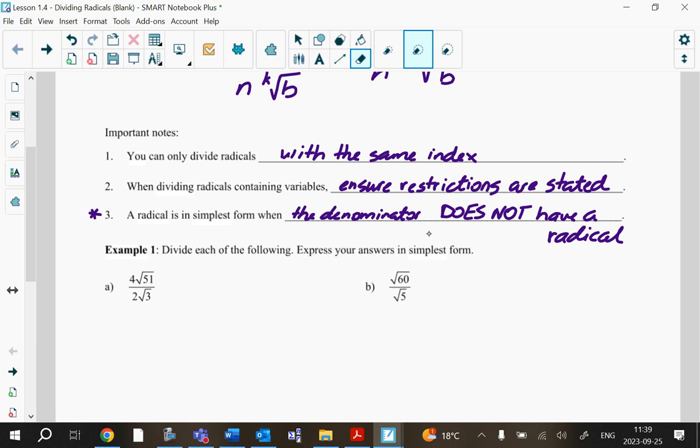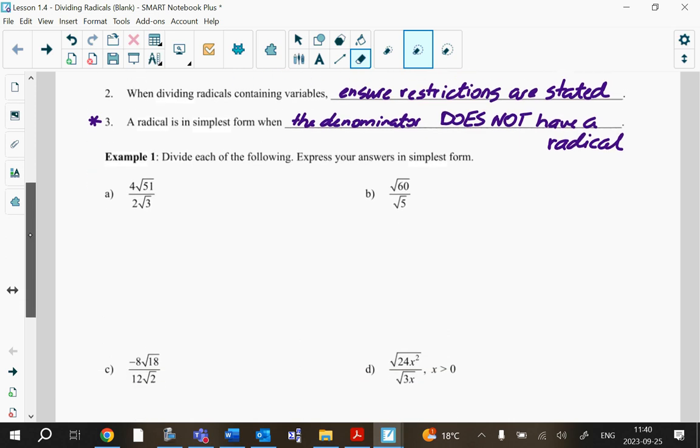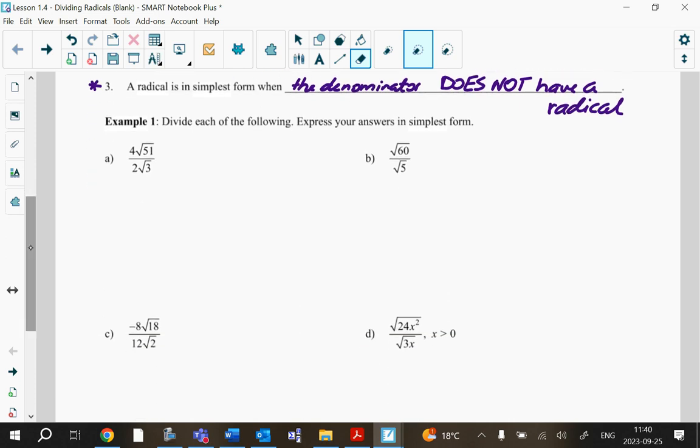Now some, like that root 40 divided by root 8, the answer, well, it wasn't a fraction, so you didn't have to worry about it. But sometimes when you do division, actually many times, there could be a fraction in your answer. Okay? But let's just look at a couple of examples to start. What do you think 4 root 51 divided by 2 root 3 would be?